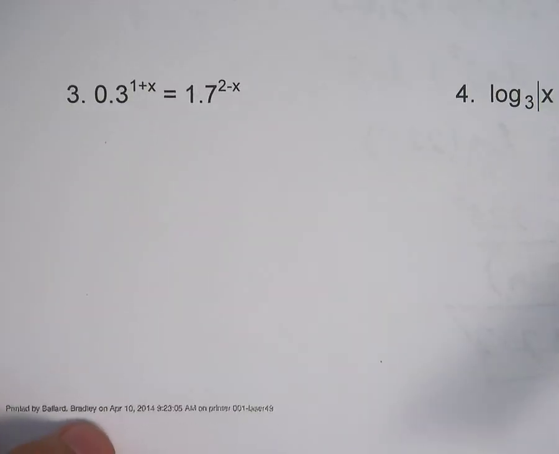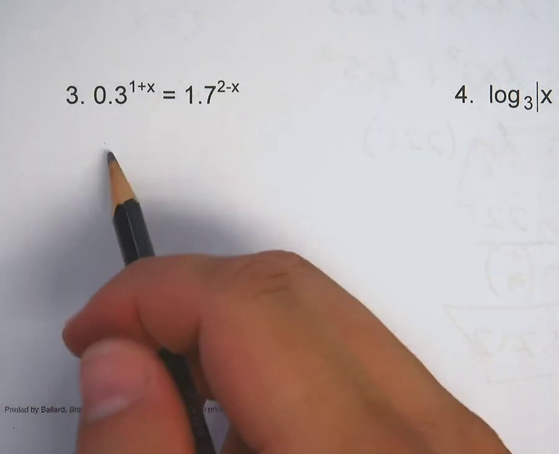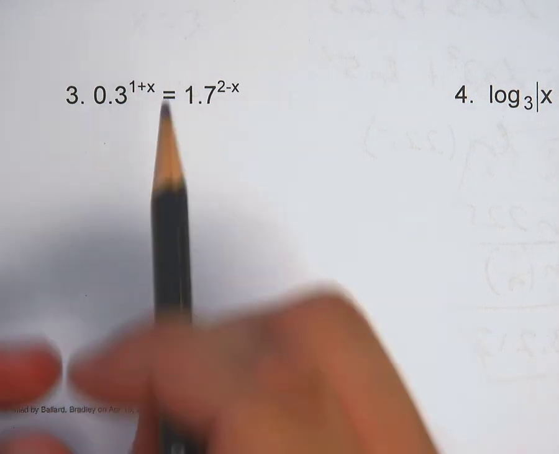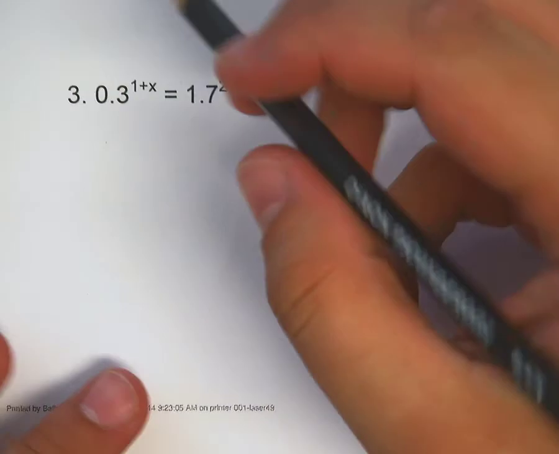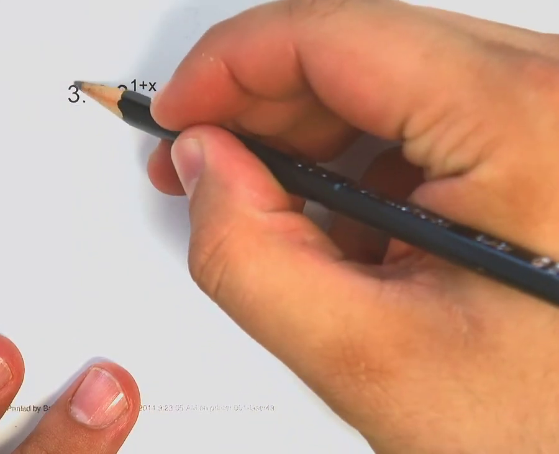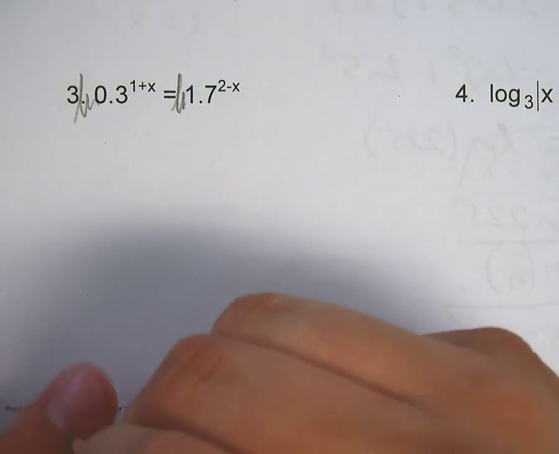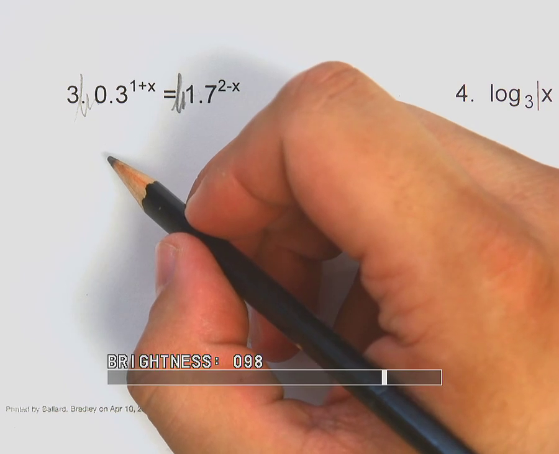All right, next one here. Now on this one, because our bases are so whacked out, there's no way that I can make 0.3 and 1.7 into the same base, so I'm not even going to try. But what I'm going to do is use the natural log on both sides, a natural log here and a natural log here. Let me take that brightness down, it is a little bit bright.